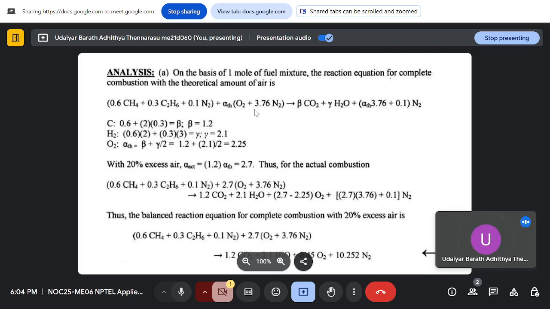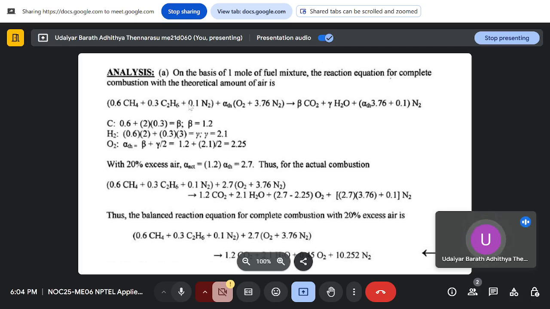So 3.76: per 1 mole of oxygen in the air you have 3.76 moles of nitrogen, because air has 21% oxygen and the rest is nitrogen. Work it out, and we get that 1 mole of oxygen comes with 3.76 moles of nitrogen in air. This is how the equation looks. Now we need to estimate how many moles of each of the components are present.